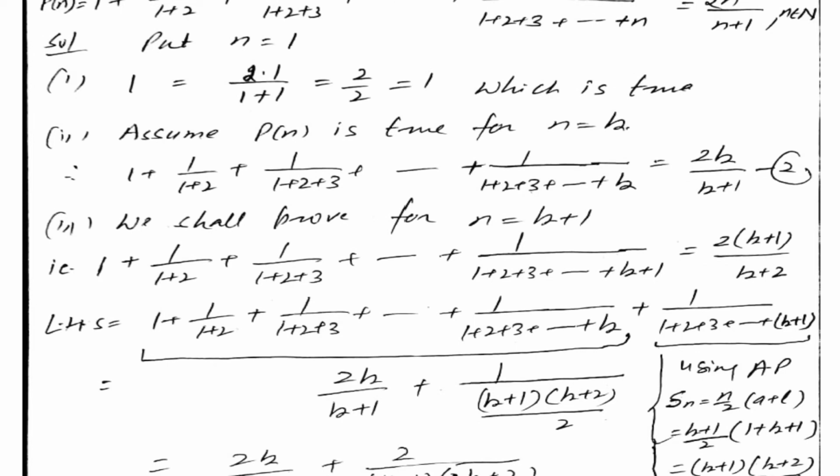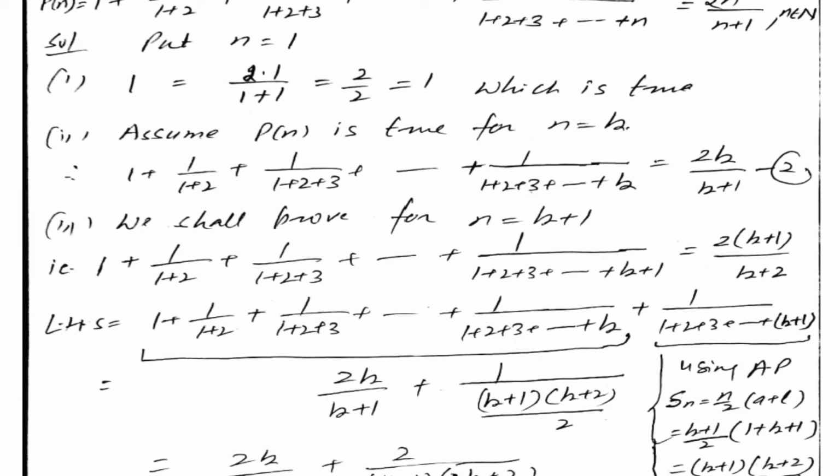Now again taking its left hand side. Now we can easily write the one term before it: 1 plus 1 upon 1 plus 2 plus 1 upon 1 plus 2 plus 3. Now the term before it, it will be what? 1 upon 1 plus 2 plus 3 plus up to k, then this term as it is. Now here, up to this we know this sum using step 2. The sum is equal to 2k upon k plus 1. Putting this value here using step 2, it can be written as 2k upon k plus 1.